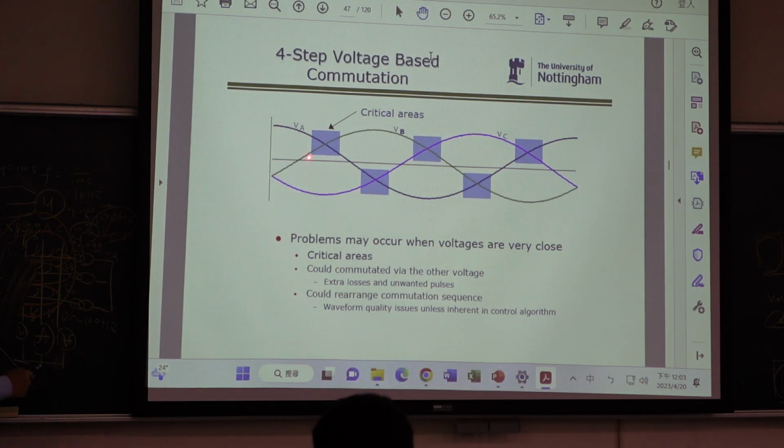So sometimes we say this is VA, this is VB. So now VA will change to VB. However, here we could create a noise. So we know this is the crossover point. But sometimes the voltage is not so good. So the voltage could create noise.